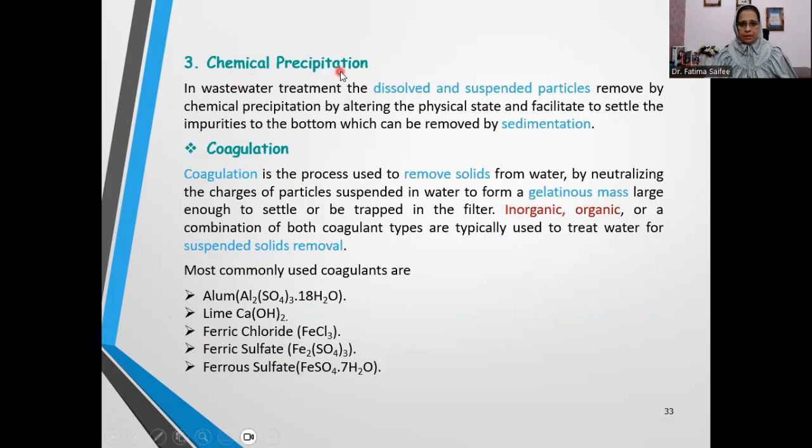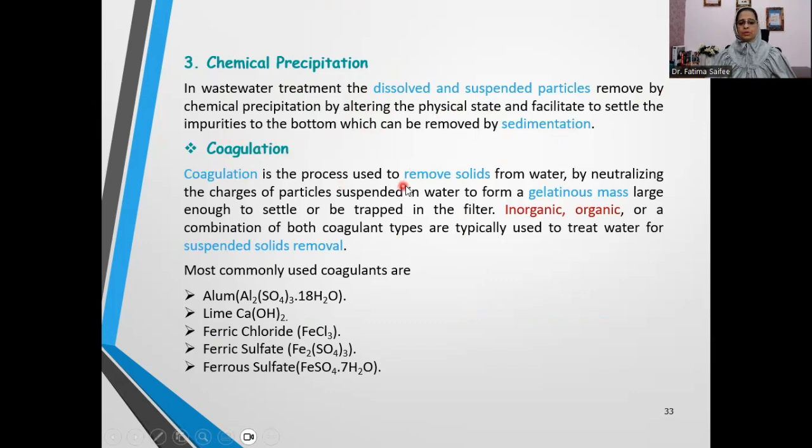Next is chemical precipitation. When you are going to precipitate something that is in dissolved form, you add some other chemicals which will help the dissolved chemicals to precipitate, and once the precipitate happens, it can easily be separated out from the water. This is why we are using the chemical precipitation method. In wastewater treatment, dissolved and suspended particles are removed by chemical precipitation by altering the physical state and facilitating the settling of the impurities to the bottom, which can be removed by sedimentation. In the next slide, I will show you the picture.